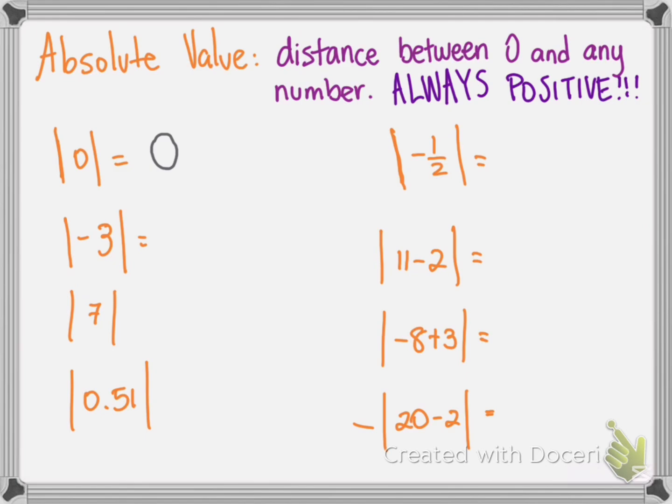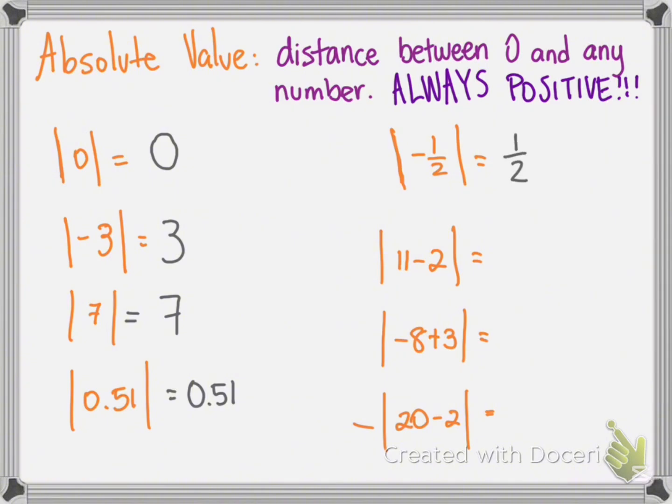Now, if we have the absolute value of -3, the answer is going to be 3. It's always positive. The absolute value of 7 is going to be 7. Notice that we're not changing the sign. We're just always giving a positive answer. The absolute value of 51 hundredths is 51 hundredths. The absolute value of -1/2 is +1/2.